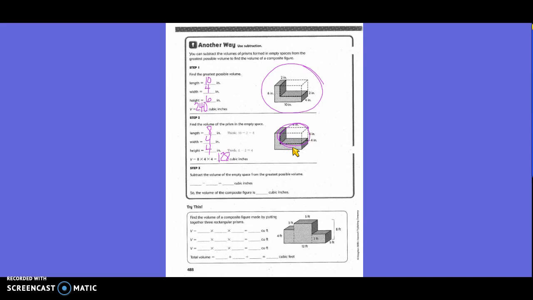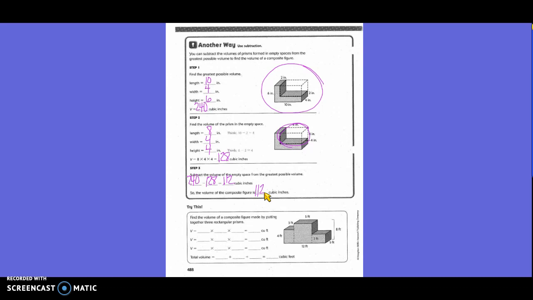So now they're saying to subtract. So 240 minus 128 is what? 112, right? Because it's just like our other picture, guys, except we're finding it a different way. So the volume of the composite figure is 112 cubic inches.